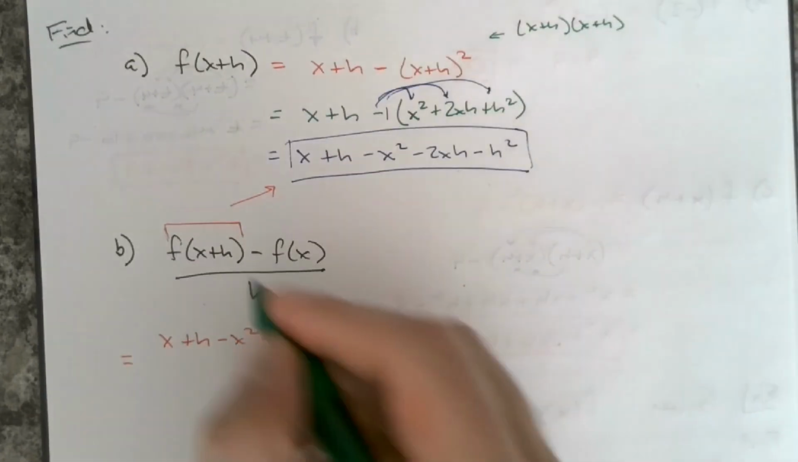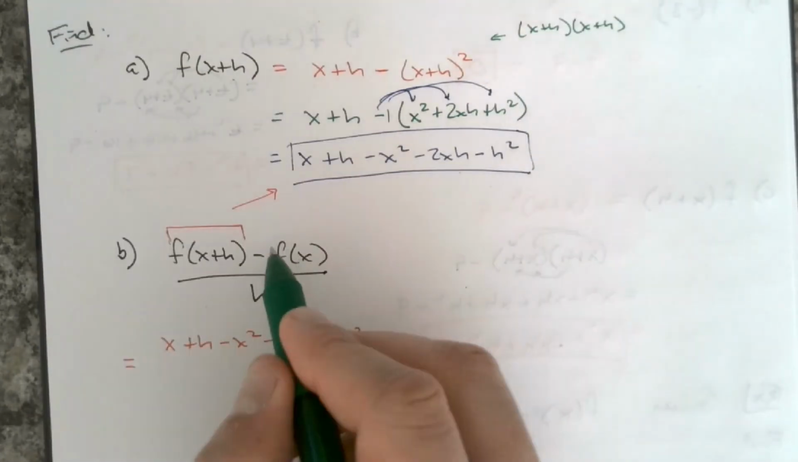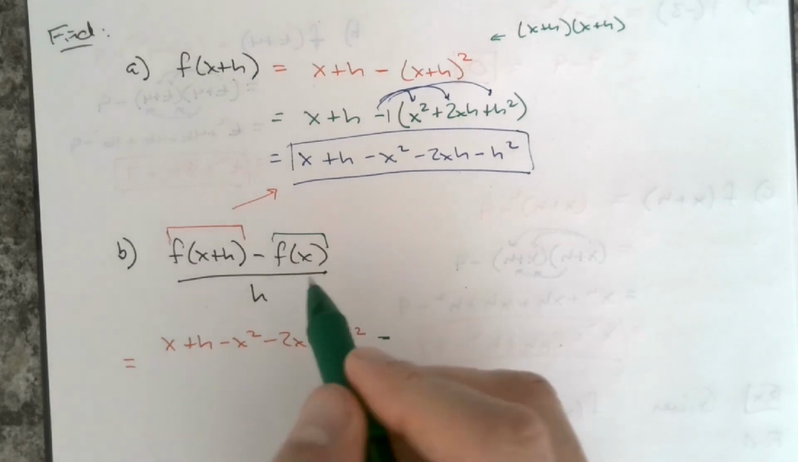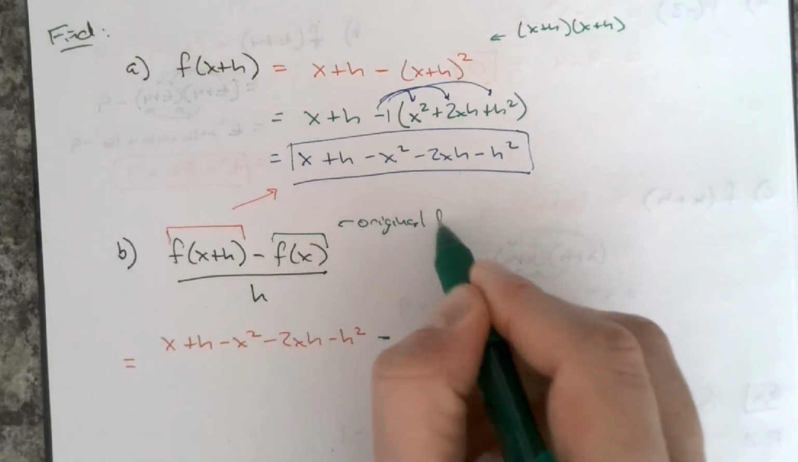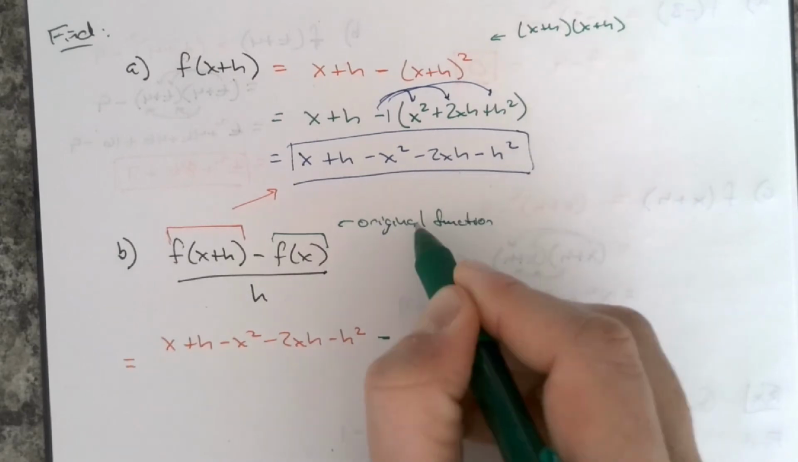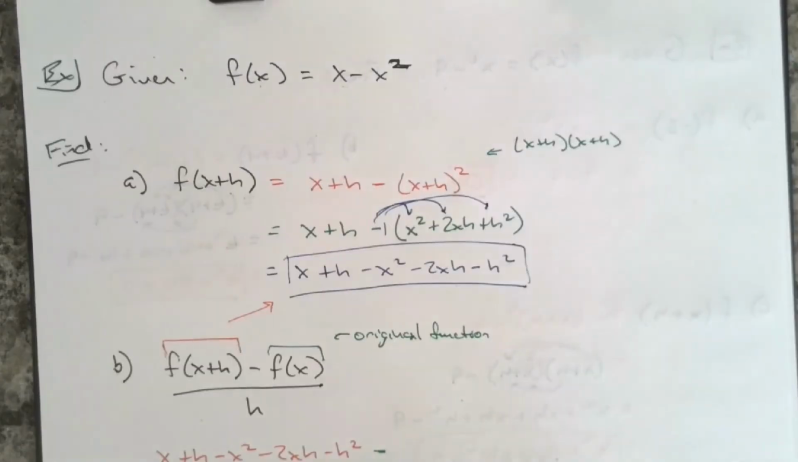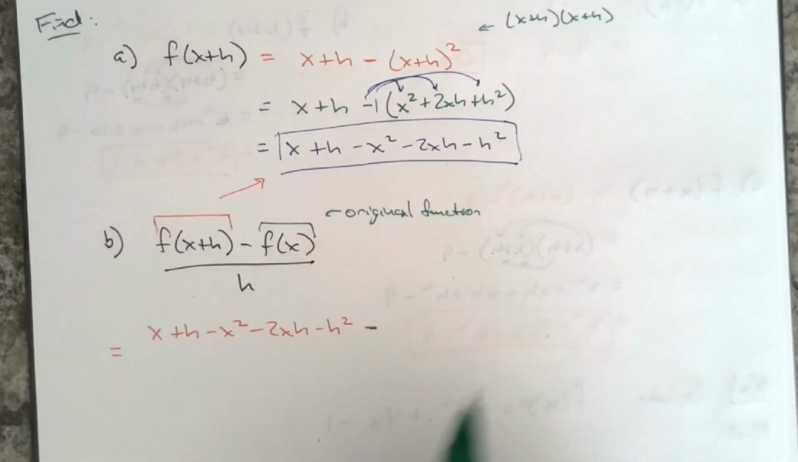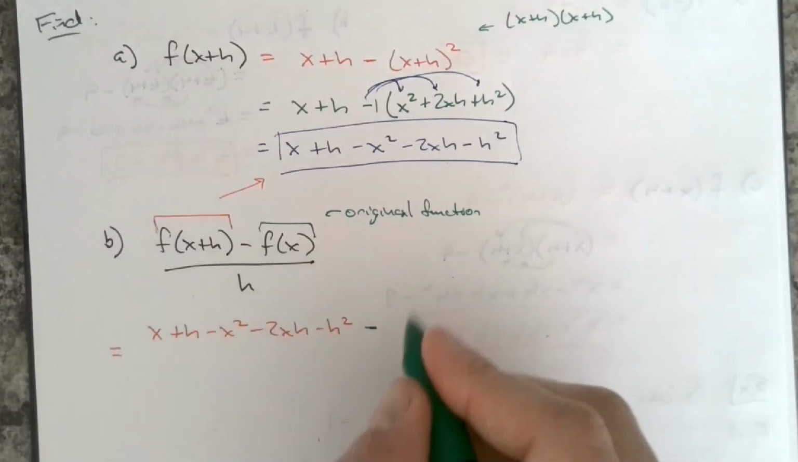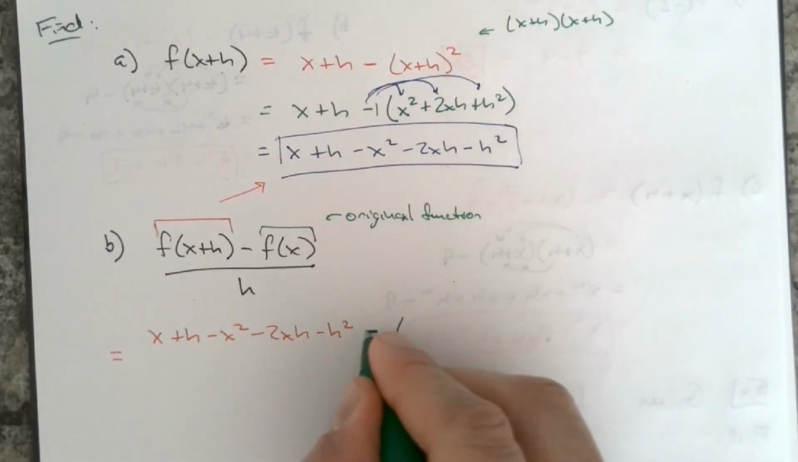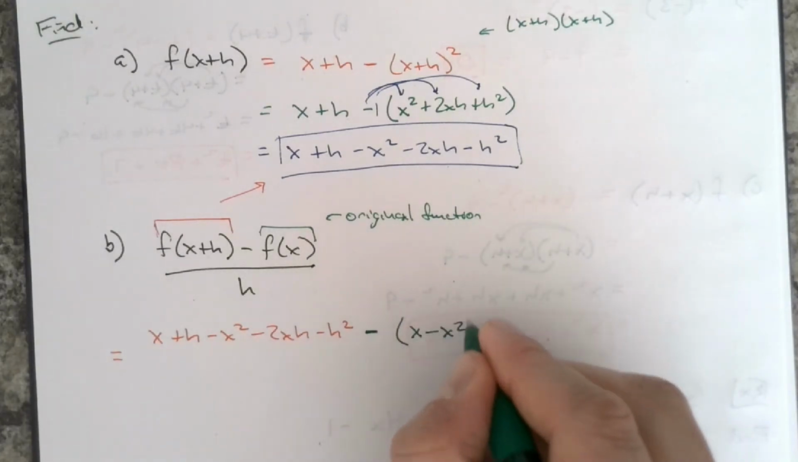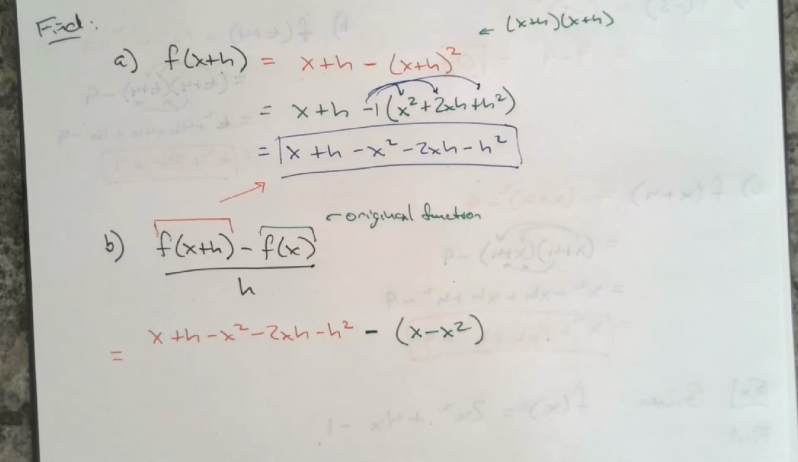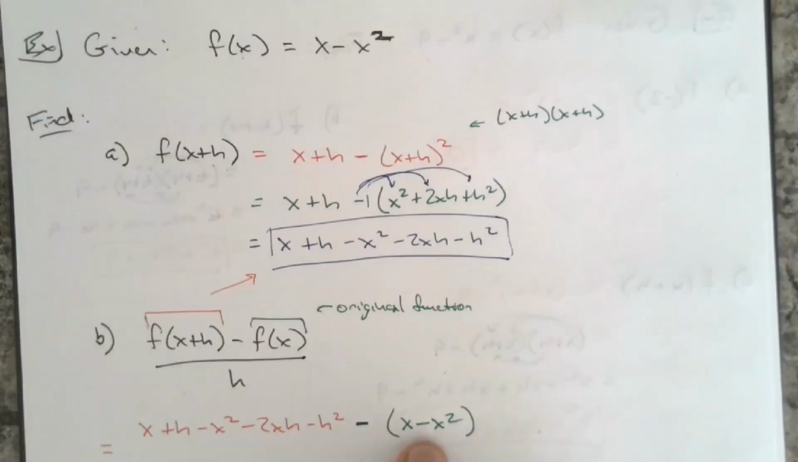Then we have minus. Now we want to subtract off f of x. So what's f of x? f of x, that's the original function, right? That's the one that was given to us. So the original function is this x minus x squared. So I'm replacing f of x here with x minus x squared, but you need parentheses because that minus sign is going to belong to all of it. So minus x minus x squared, that's me replacing f of x with the original function, right? The function that we had up here.